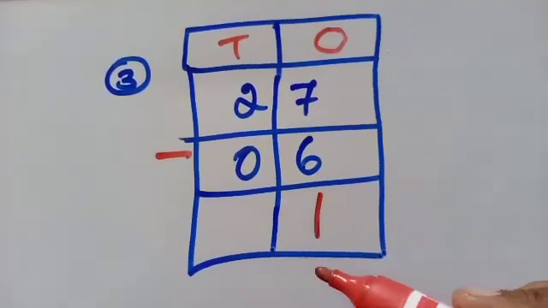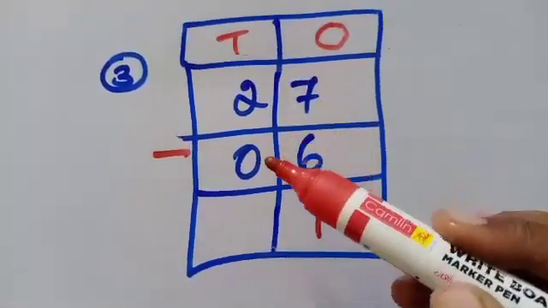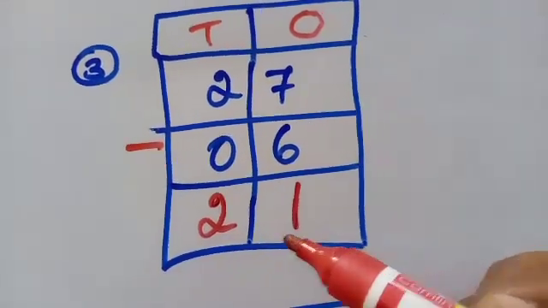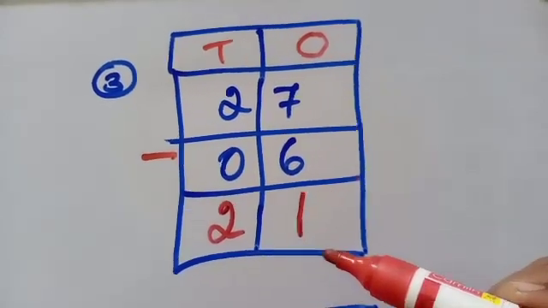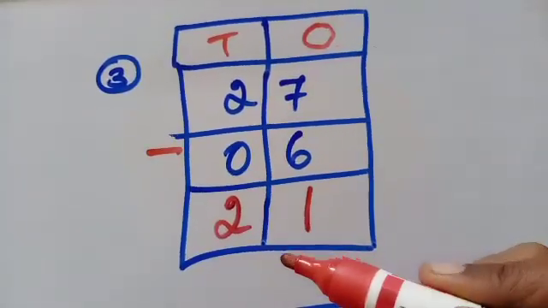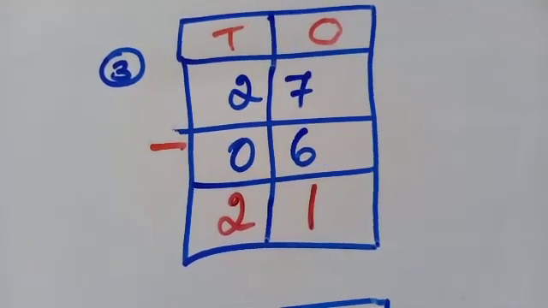Now 2 minus 0. 2 minus 0 is 2. So what is the total answer now? 21. So how many toffees does he have now? 21 toffees. So the answer is 21. Let's move to the fourth question.